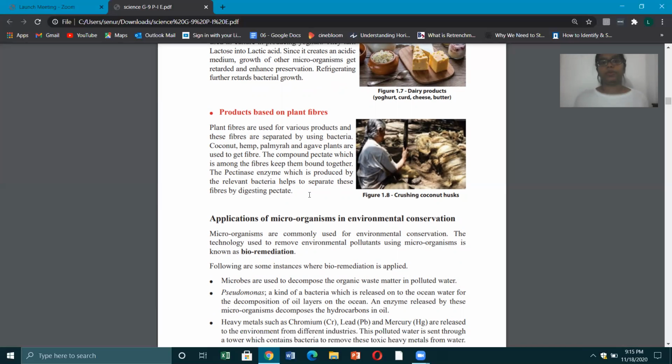Okay, children, now what happens here is very easy. Plant fibers we use for a lot of products. Some of the plants are coconut, hemp, palmyra, and agave. The plant fibers of these plants are being used to manufacture various products.